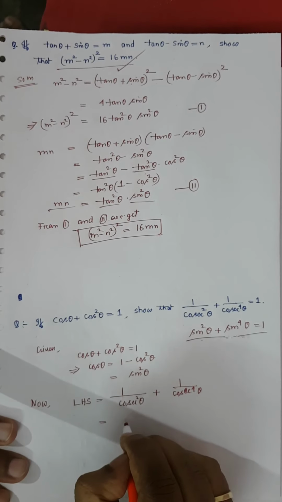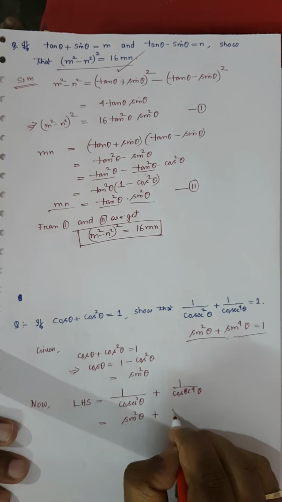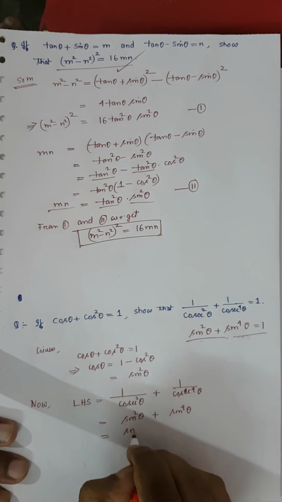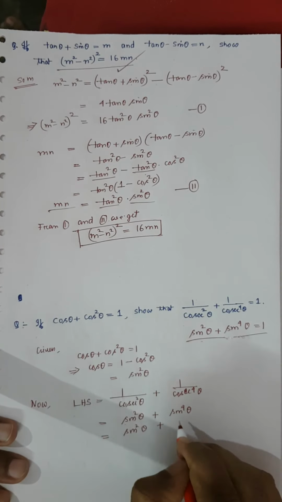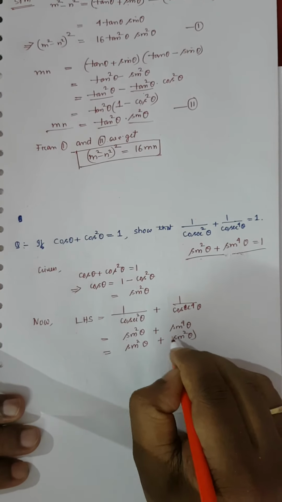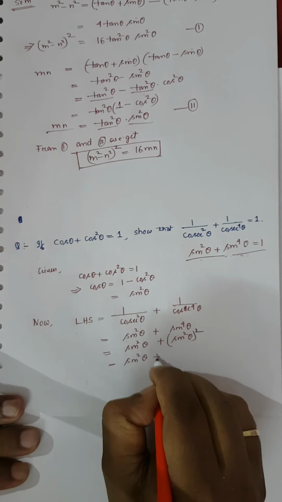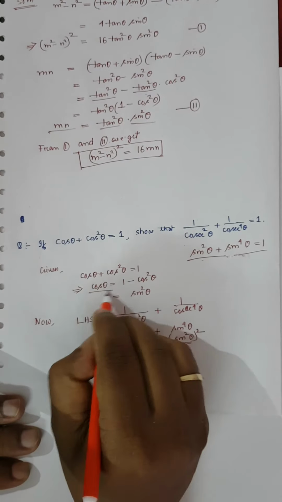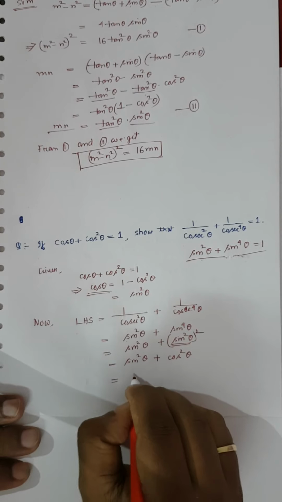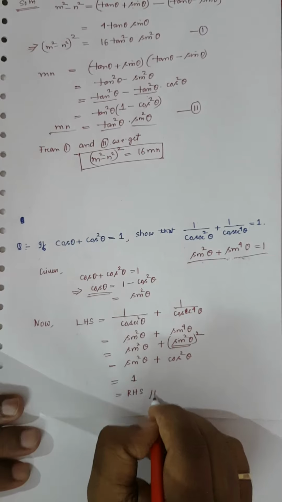So it is equivalent to sine square theta, and it is equal to sine to the power 4 theta. What is sine to the power 4 theta? It is nothing but sine square theta and its whole square. Now if I replace sine square theta by cos theta, I will get cos square theta. So result is equal to 1. Hence LHS is equal to RHS.